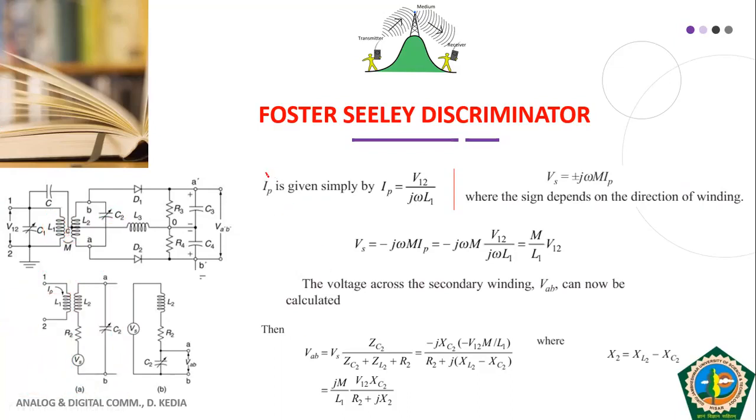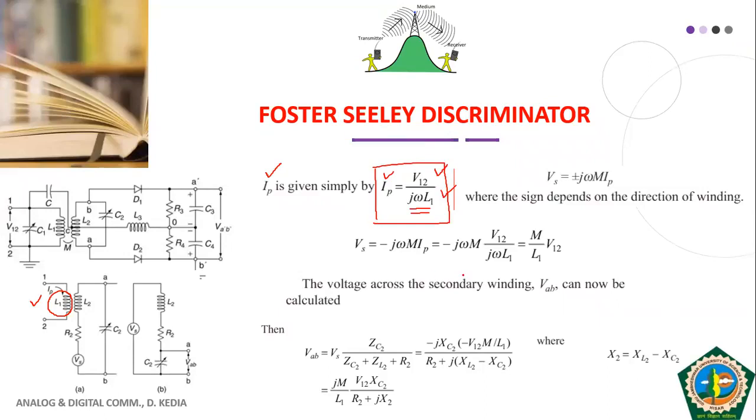The current flowing through the primary has been taken as IP, and that current is I equal to V by Z. In the primary we have only the inductive reactance, so the voltage in the primary is V12 and the impedance is j omega L1. So my primary current is given by V12 by j omega L1.